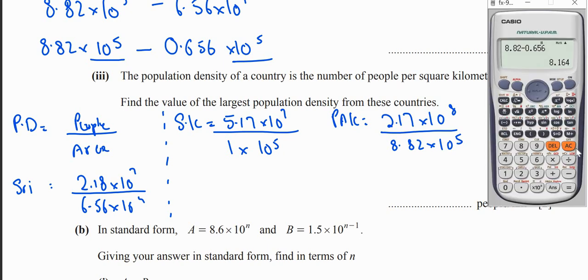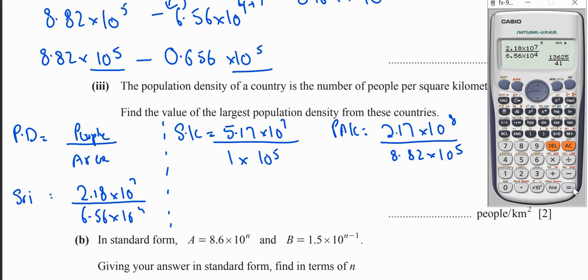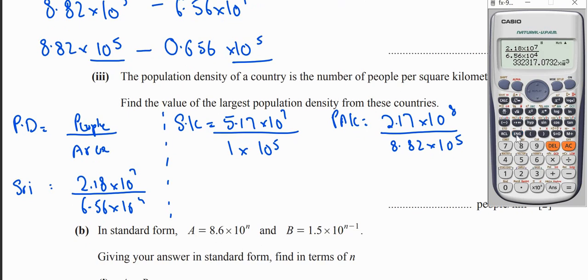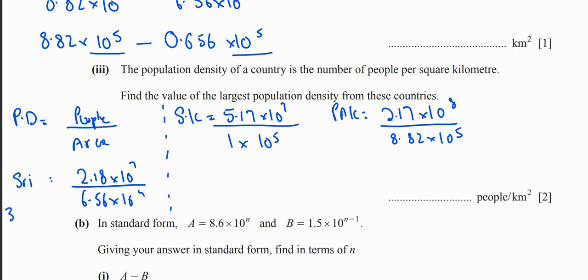So I'll just take out my calculator. Let's solve it for Sri Lanka first. So 2.18 multiplied by 10 raised to power 7 upon 6.56 multiplied by 10 raised to power 4. So I get it like this. Let me change it into standard form. Wait a minute. Shift. Okay, so it's 332. So instead of writing 332, I will write 3.32 multiplied by 10 raised to power 2.